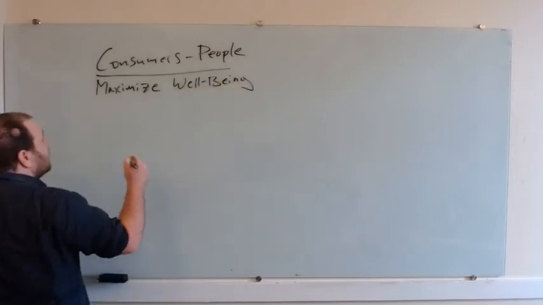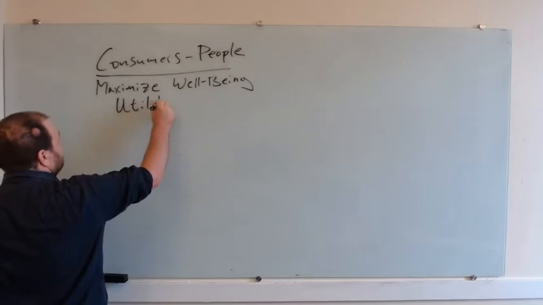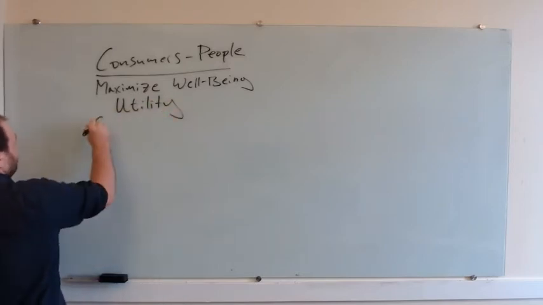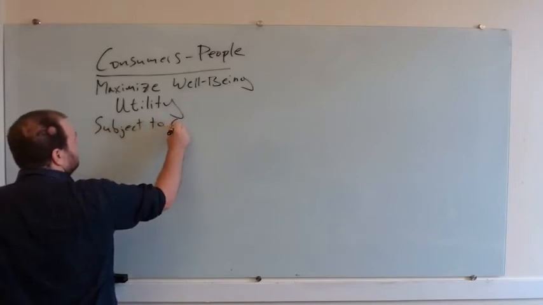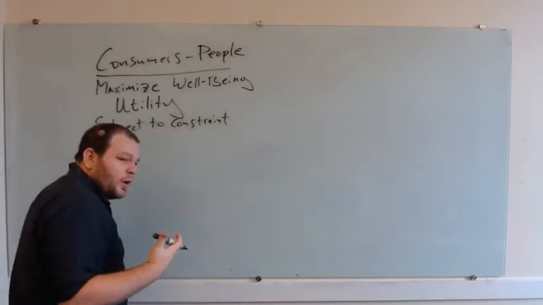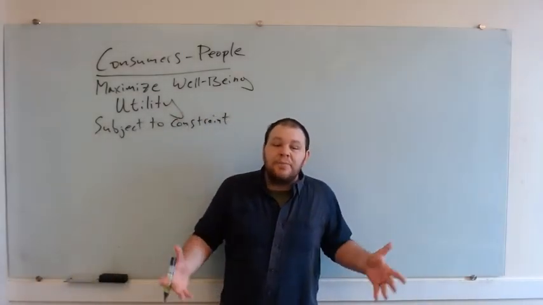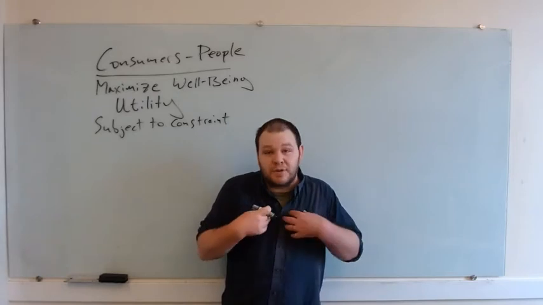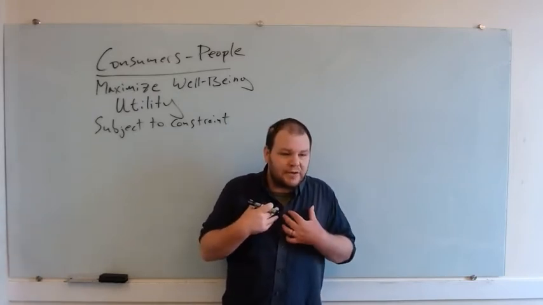Or, we have this jargony term for this, right? We say maximize their utility, subject to a constraint. Right, in other words, if I'm a consumer, I find out what all my available options are, and then I pick whichever one is best for me personally, right? According to my own values or my own preferences or my own desires.